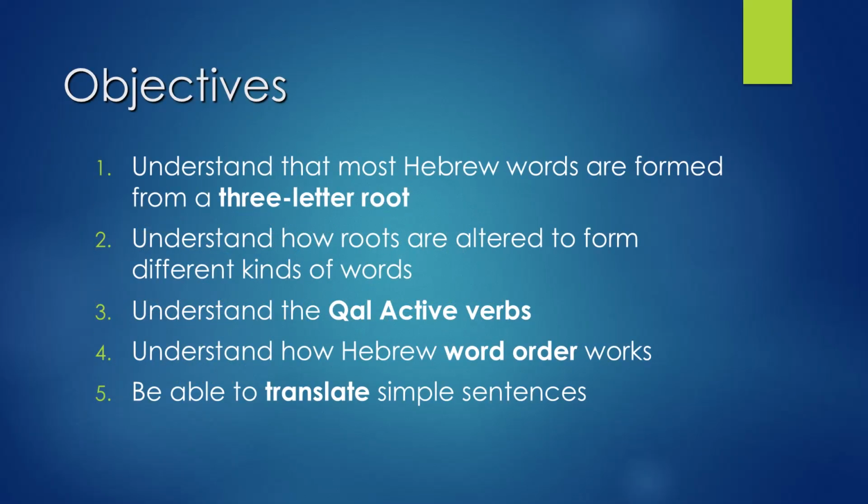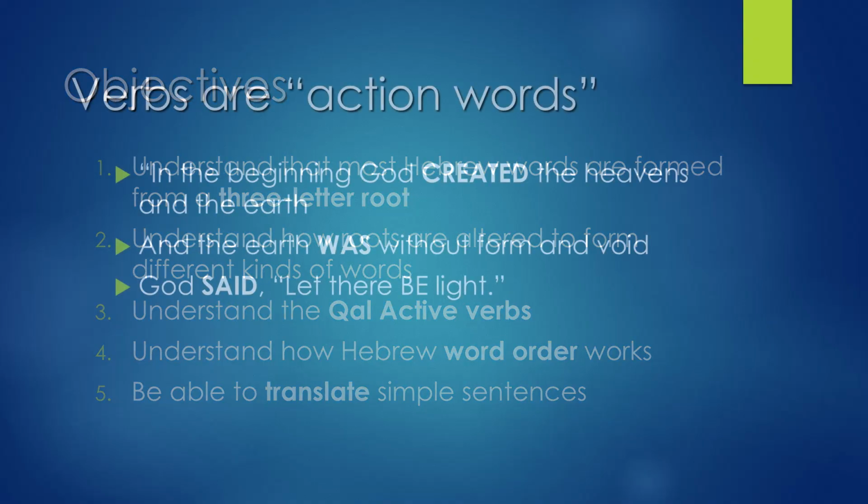Now here's what we want to look at in this chapter. The first one, we're going to understand that most Hebrew words are formed from a three-letter root. And secondly, we're going to understand how roots are altered to form different kinds of words. And then we'll look at the active verbs and how they are formed. And then number 4, we'll look at how Hebrew word order works, and that is how Hebrew builds its sentences. And then finally, we'll look at translation, how we translate simple sentences based on what we would have covered in this chapter. So let's get started.